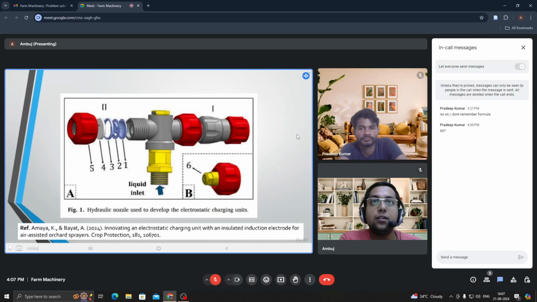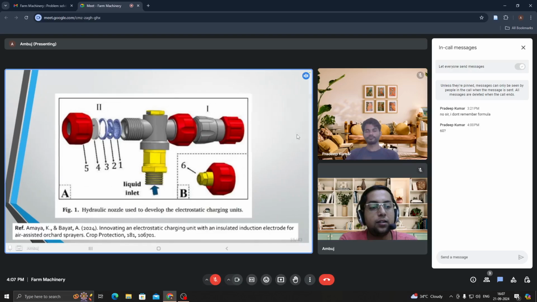Here, in the labeling you can see 1 and 2. These are the inlet as well as the outlet of the nozzle. From the inlet stream you have to induce air. In this particular case, they have induced air. Air is positively charged from inlet 1. The liquid is entering from the liquid inlet, and at the outlet, which is given as number 2, you will have a charged liquid stream.